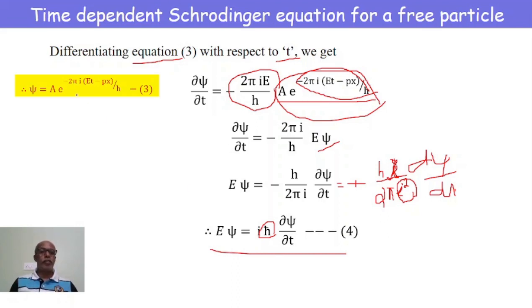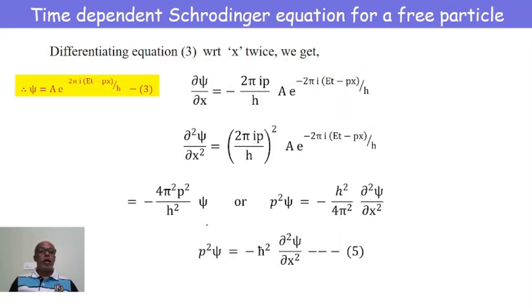Similarly, if we differentiate equation 3 with respect to x twice, we get an expression for p. So you can see here, we are differentiating equation 3 with respect to x twice. We get d psi by dx equals minus, this is the first step, a into exponential minus 2 pi i (Et minus px) whole divided by h, and differentiating this portion only, we get minus 2 pi i p by h, or it is minus of minus, plus 2 pi i p divided by h.